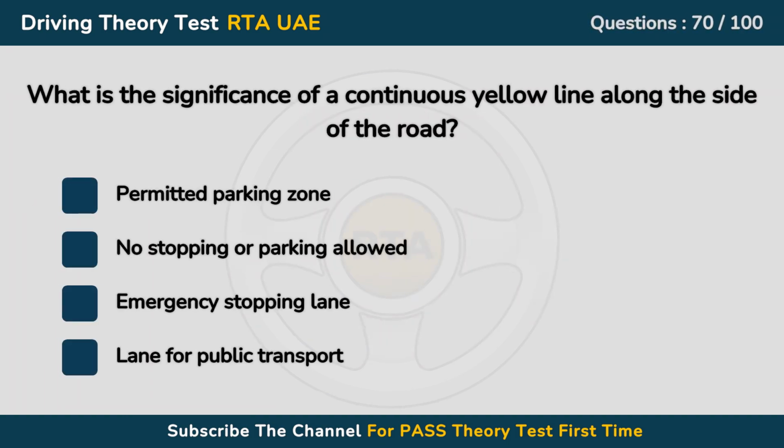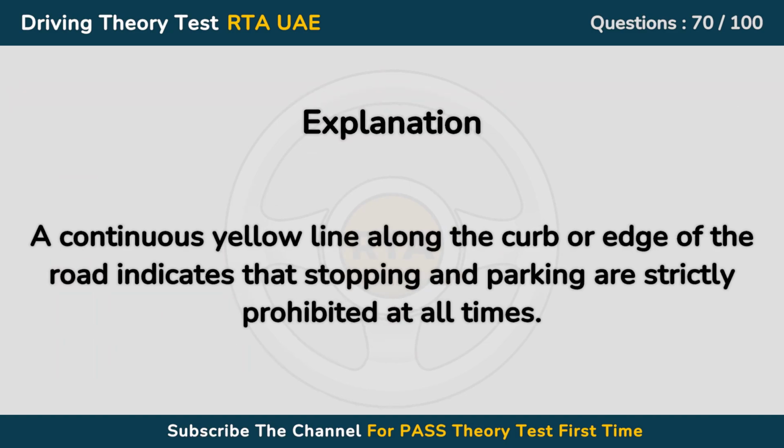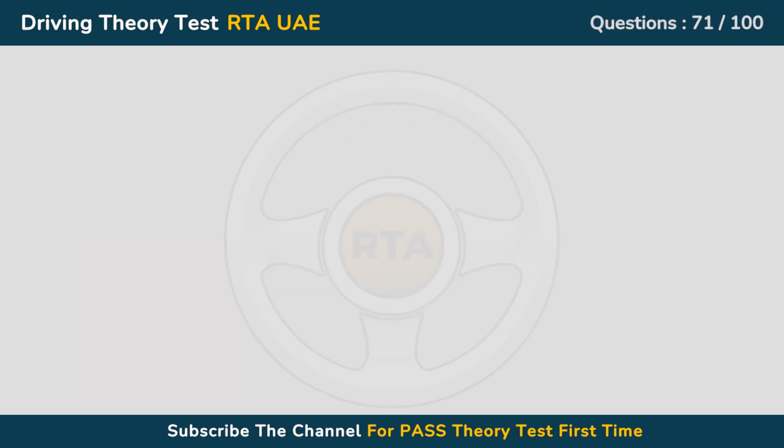Question 70. What is the significance of a continuous yellow line along the side of the road? A. Permitted parking zone. B. No stopping or parking allowed. C. Emergency stopping lane. D. Lane for public transport. Answers is B. No stopping or parking allowed. A continuous yellow line along the curb or edge of the road indicates that stopping and parking are strictly prohibited at all times.